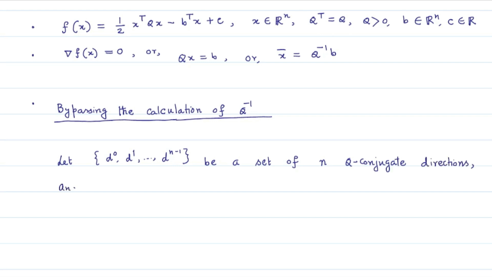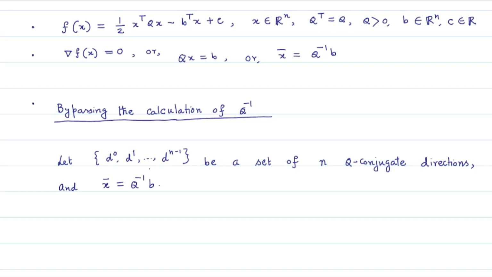And let us suppose we denote the vector q inverse b is equal to x bar. This x bar is just a hypothetical notation. We actually will not compute this q inverse to get the vector x bar. This is just a hypothetical notation x bar to mean that it is the vector q inverse b. Now to find the vector x bar without computing q inverse, we proceed as follows.